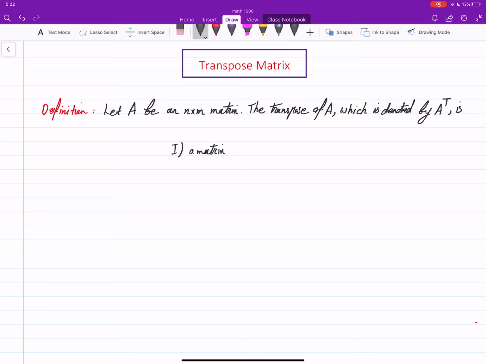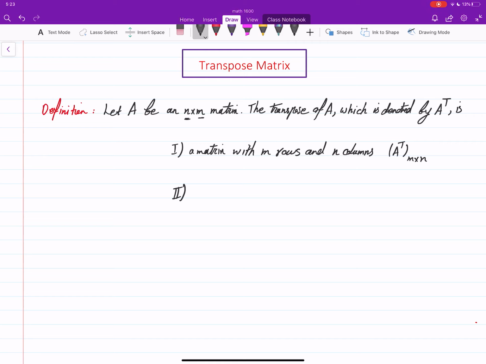So you see the original matrix A had n rows, m columns. A transpose is the other way around: a matrix with m rows and n columns. In other words, A transpose is m by n. The number of rows and columns changes, but actually the whole rows turn into the columns.